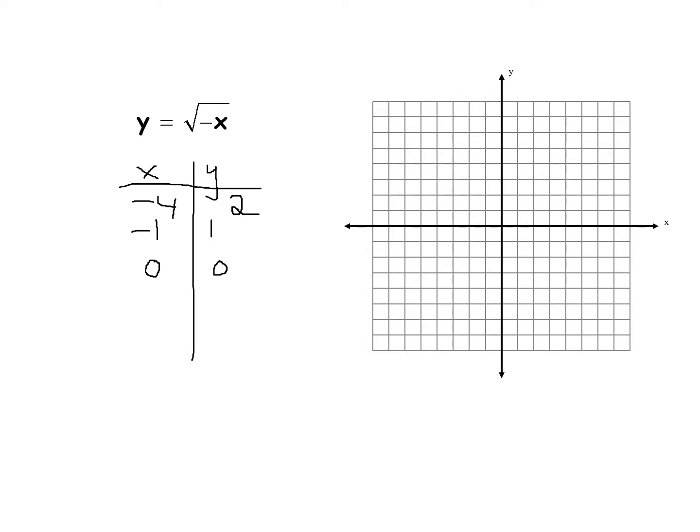So here I would have 0, 0. I'd have -1, 1. I have -4, 1, 2, 3, 4, and +2, 1, 2. So now I'm going to have a flip over the y-axis.